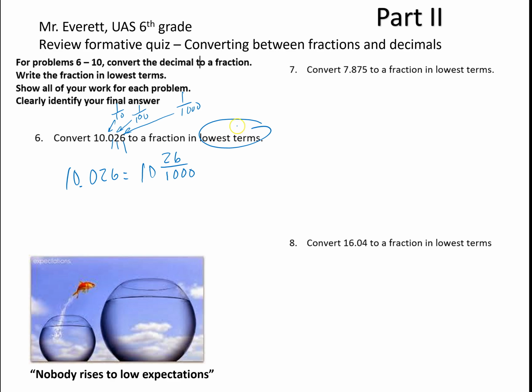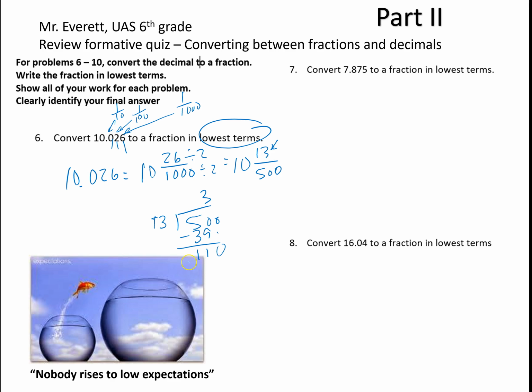Now I have to write in lowest terms. I know I can divide by 2, so I'm going to divide by 2 because it's even. That leaves me 10 and 13 over 500. 13 is a prime number, so I know I can't simplify it. But I'm going to check anyway. I can't divide 13 into 500, not evenly.